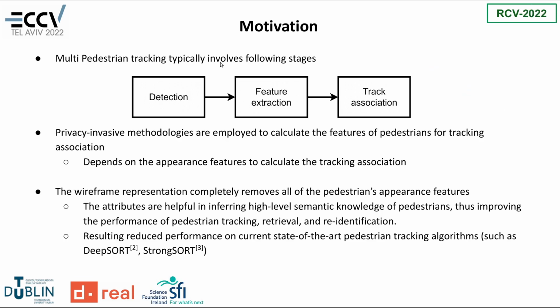Multi-pedestrian tracking typically involves three stages: detection, followed by feature extraction, followed by track association, where privacy invasive methodologies are used to calculate the features of pedestrians, which are used to associate the tracks between the pedestrians. However, the wireframe representation completely removes all the pedestrian appearance information, resulting in reduced performance on current state-of-the-art pedestrian tracking algorithms such as DeepSORT and StrongSORT.